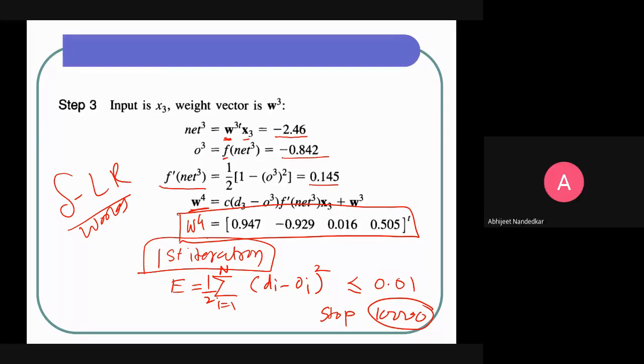So we will stop here. Then we will see next time unsupervised learning rule, that is winner take all. Okay, thank you.